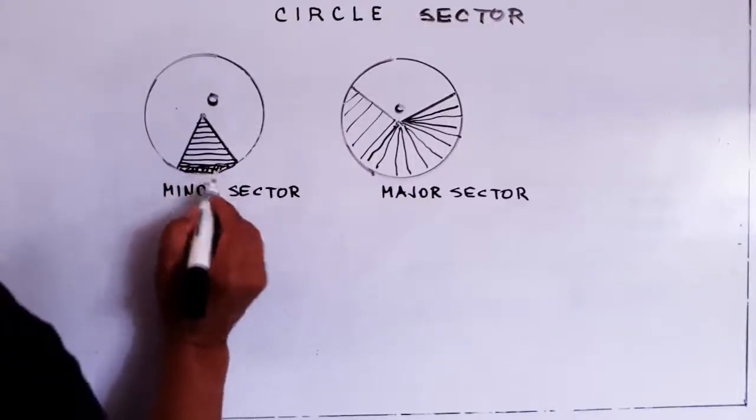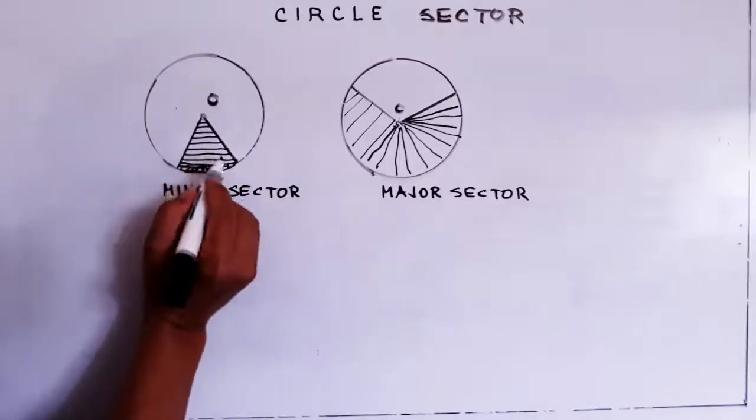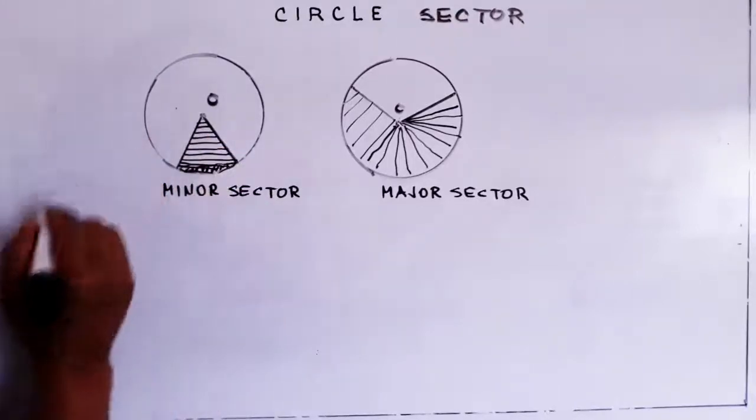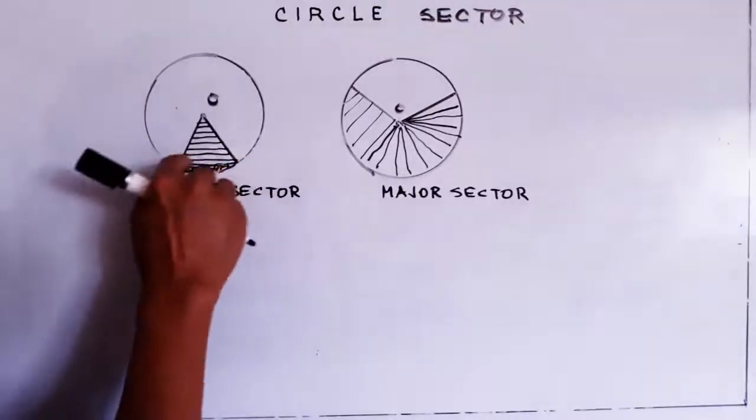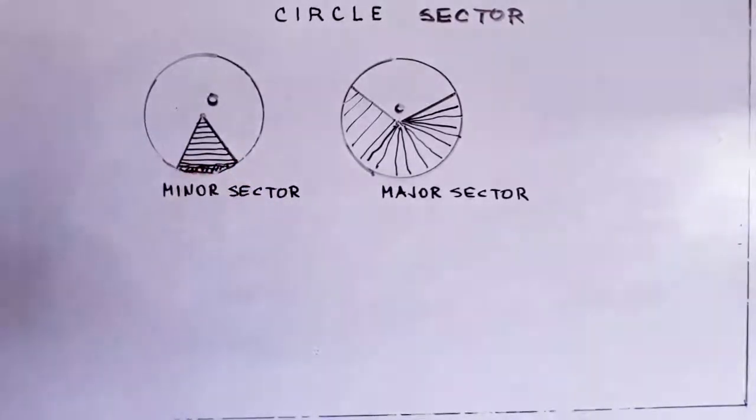There's a difference between segment and sector. A sector means the whole thing, up to the arc. But a segment is from the chord only to the arc.